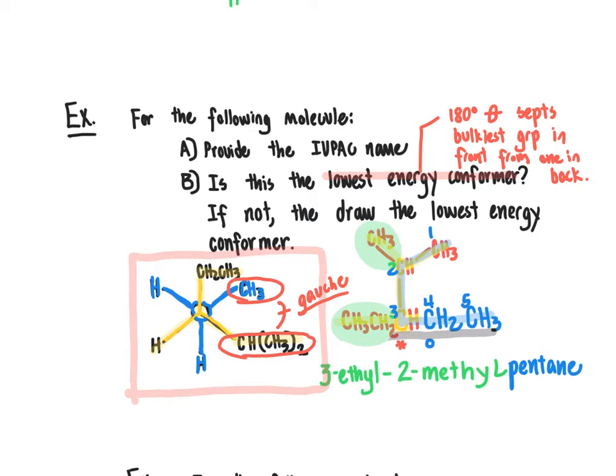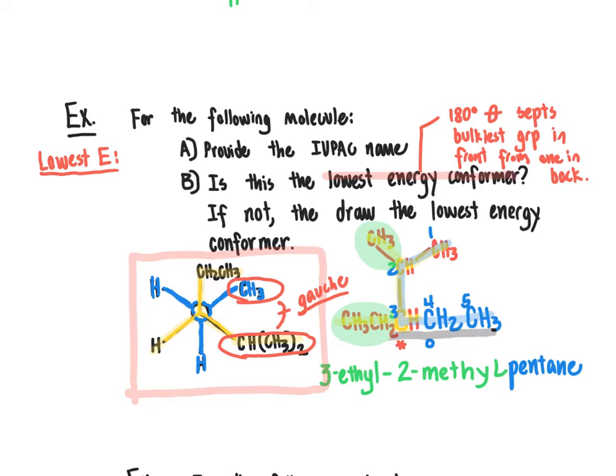So to draw that lowest energy conformer, we're going to rotate one of those groups, either the groups shown in blue or the groups shown in yellow, in order to place the methyl group and the isopropyl group 180 degrees apart. So in order to do this, we will fix one of the two sets of groups, meaning either the groups in yellow or the groups in blue.